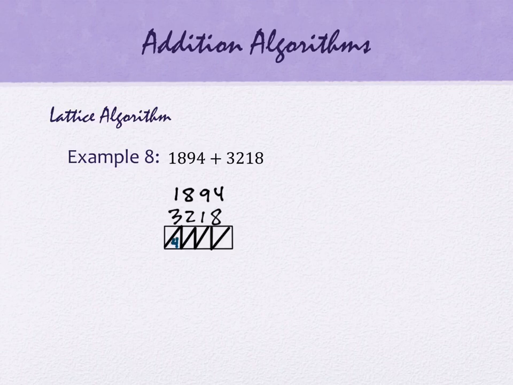All right, my next column, my hundreds column. I have an 8 and a 2. That adds to 10. I have a 2-digit number, so I separate the 2 digits. The 1 goes on the top left, the 0 on the bottom right. The next one, 9 and 1 is 10 again, 1 top left, 0 bottom right. 8 and 4, 12, 1 top left, 2 bottom right.